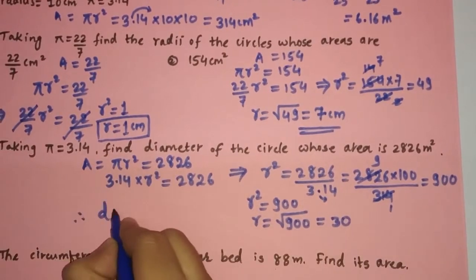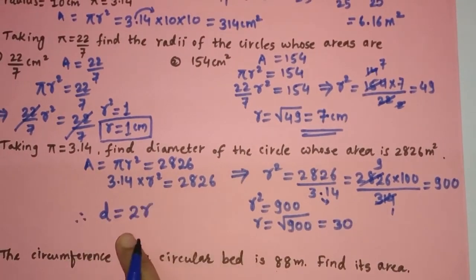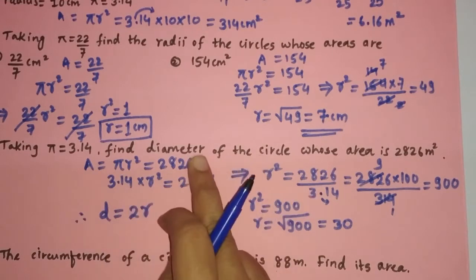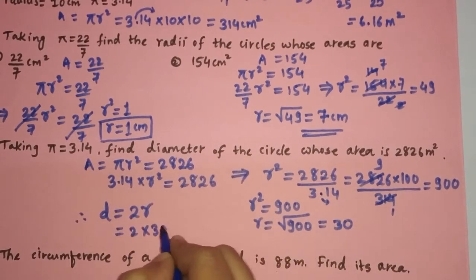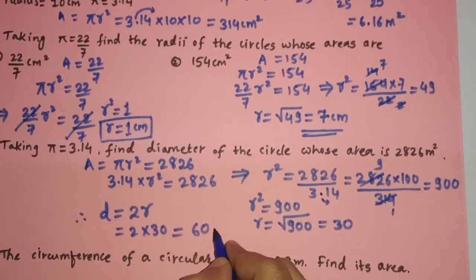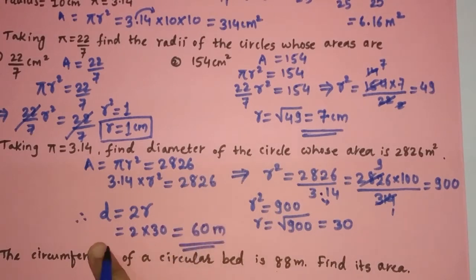Therefore, diameter is twice the radius. Twice the radius is the diameter. We want to find out the diameter. So twice of r is 30. We'll get 60. It is in meters. So 60 meters is the diameter.